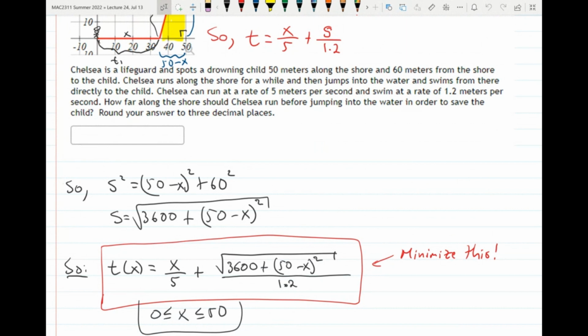So we have three quantities. We have time, we have x, we have s. What would be our answer? It is x. You want to know when you need to jump into the water, right? So how much you need to run. So that's why, if possible, I write everything in terms of x, so I get the answer directly. If you write in terms of s, then once you get s, you will need to figure out what x has to be. So it's more work.